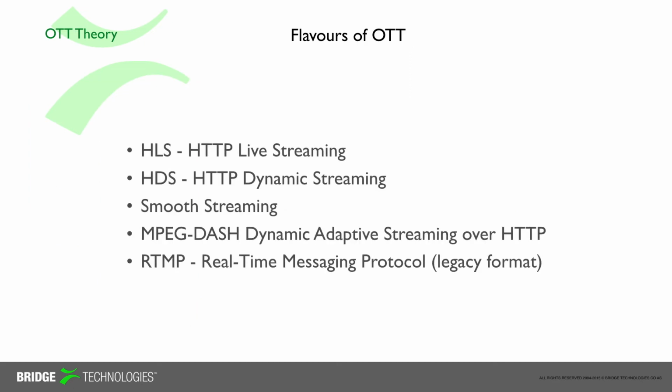There are various flavors of OTT. They're all essentially the same, but they do things slightly differently, as happens in the world. Everyone seems to think that their idea of doing something is the best idea. So we've got HLS, which stands for HTTP live streaming, HDS, which is HTTP dynamic streaming. Then we've got smooth streaming, and of course MPEG-DASH, because MPEG came to the party rather later than everyone else. And RTMP, which predates OTT as a concept and has been around for a long time.